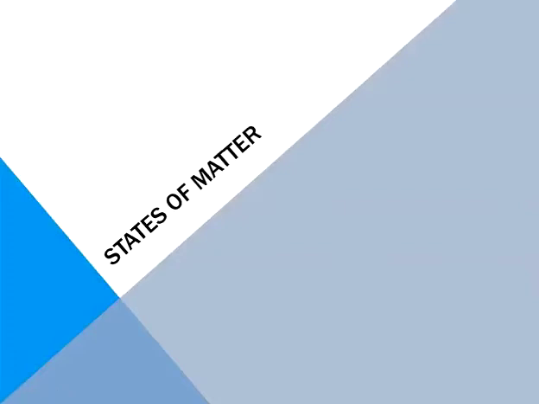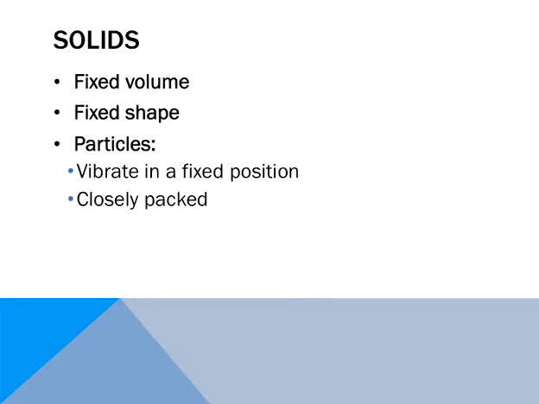This video will talk about the states of matter. There are three main states of matter that we're going to use in this class: solids, liquids, and gases. A solid has a fixed volume and a fixed shape. If you have a brick, that brick is going to be the same shape and the same size no matter what you do with it.